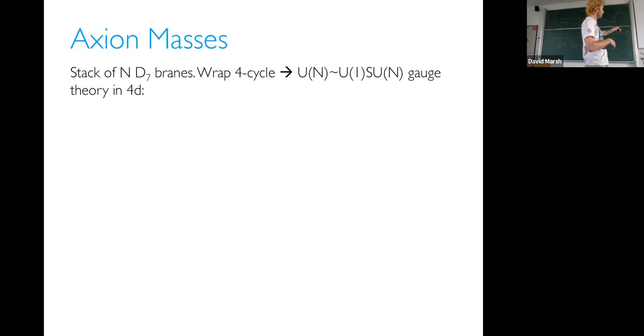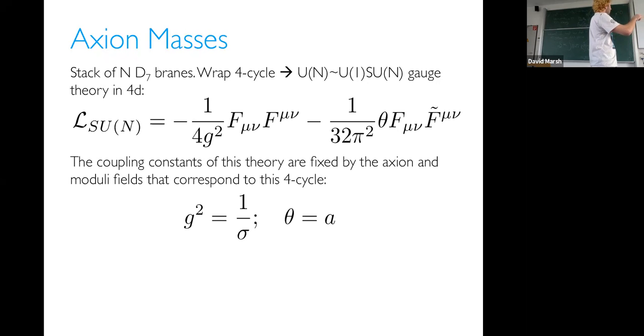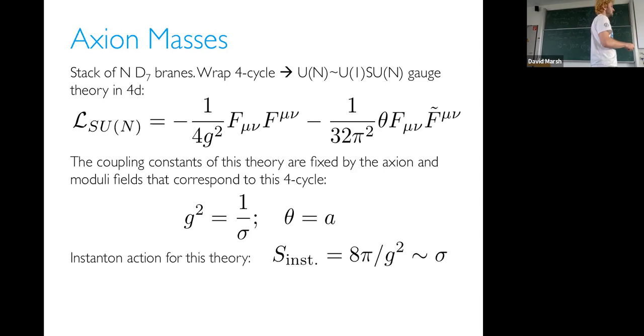A stack of N D7 branes gives you a gauge theory with gauge group UN. UN is U1 cross SUN. And the 4D gauge group has the following action, the Maxwell term and the topological term. This can give you instantons that will give mass to your axions. And the coupling constants are fixed by the modulus and the axion. Theta is just A, g squared is 1 over sigma. The instanton action, which is the thing that controls the topological susceptibility, scales like 8 pi over g squared, so it goes like sigma.